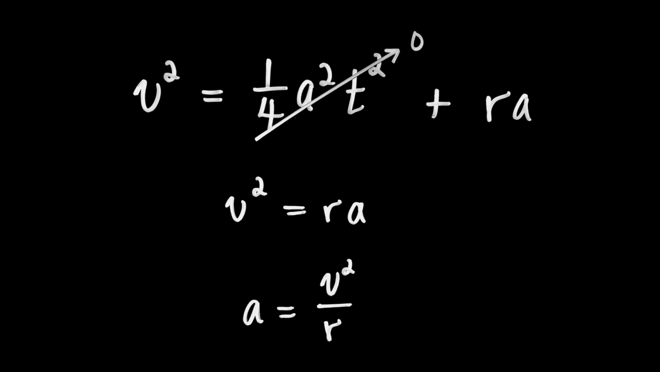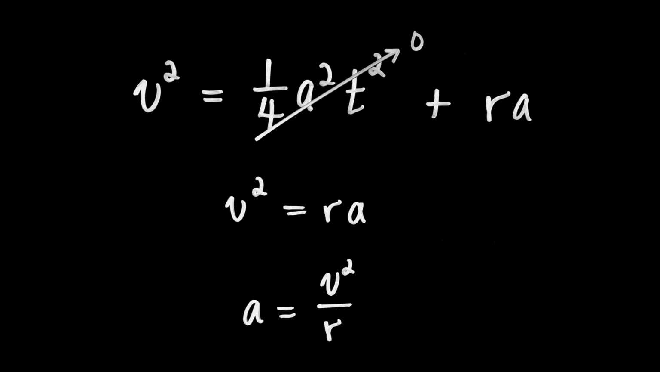Well, if t is approaching 0, when I examine my equation here, v squared is equal to 1/4 a squared t squared plus ra, the t only appears here in the 1/4 a squared t squared. Well, if t is going to go to 0, then that term is going to go away, which is very satisfying. Because then what I'm left with is v squared is equal to r times a. And I have found the acceleration of circular motion at constant speed.